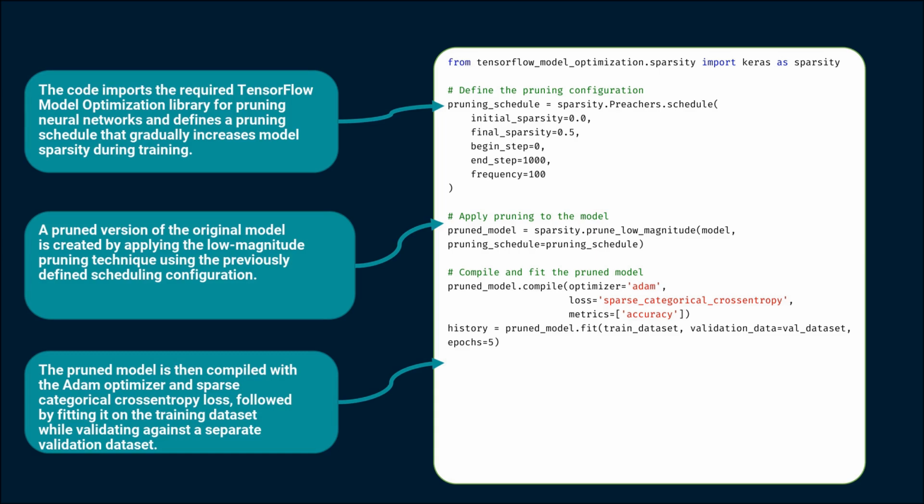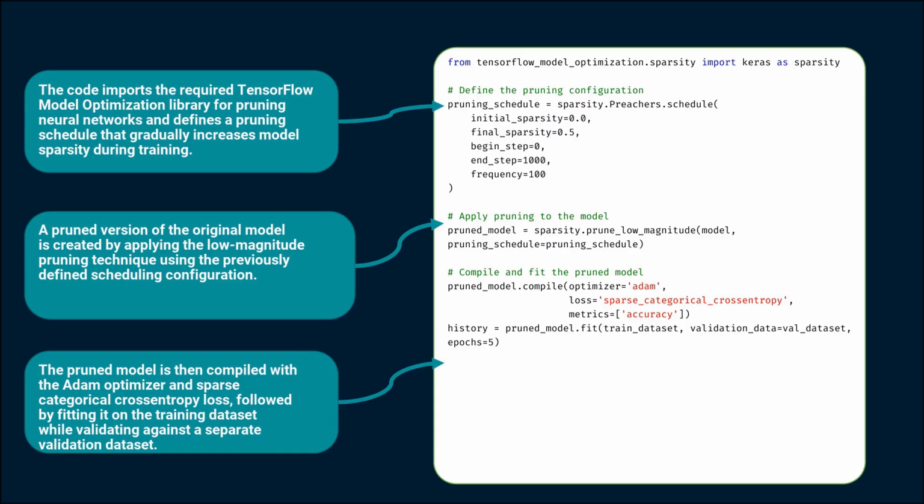Gradually, we aim to reach a final sparsity of 0.5, meaning half of the weights will be eliminated by the end of the pruning period. The begin step and end step indicate when this pruning should commence and conclude, creating a structured approach to weight reduction. The frequency parameter specifies how often pruning occurs during the training.